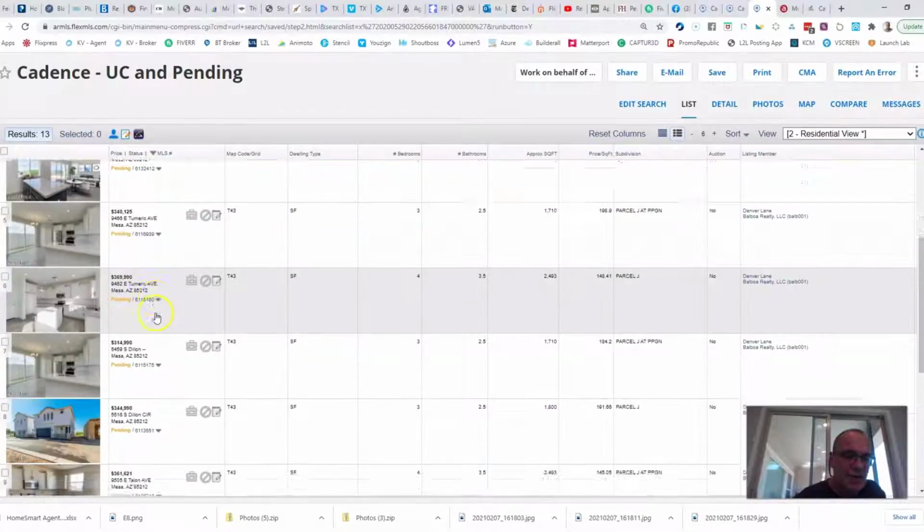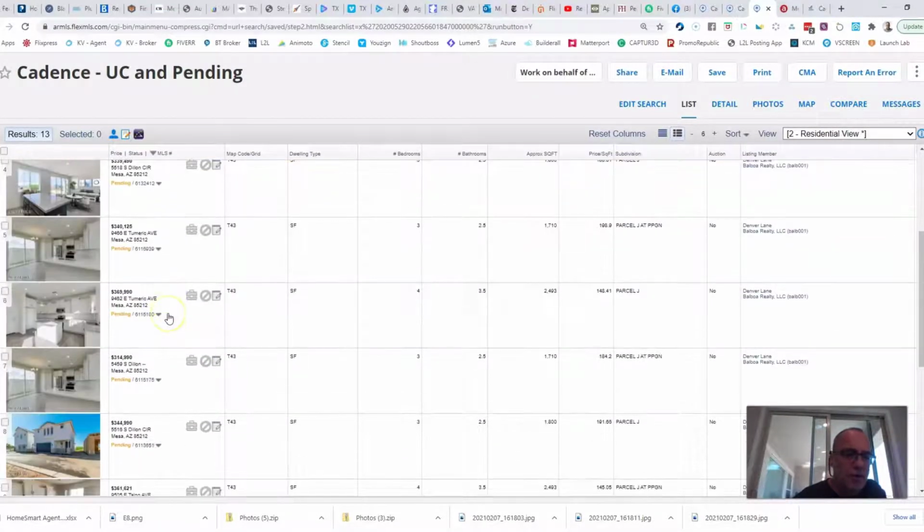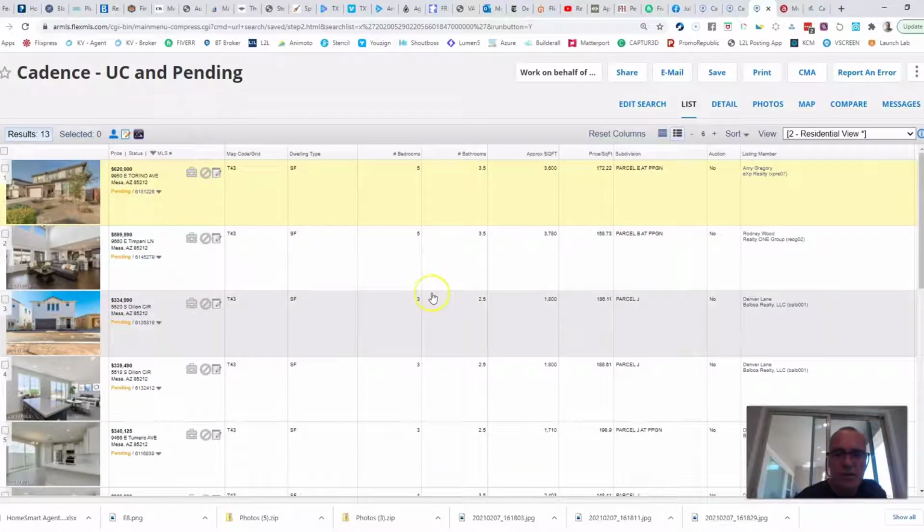Then the rest of these homes are all of the Newport homes. Newport homes put most of their homes in the MLS. These will all be closing escrow in the next couple of months.